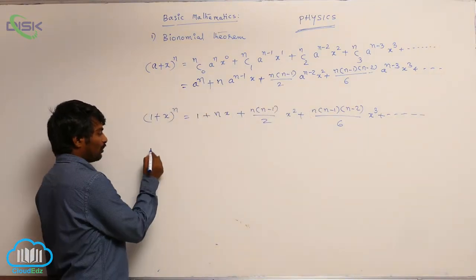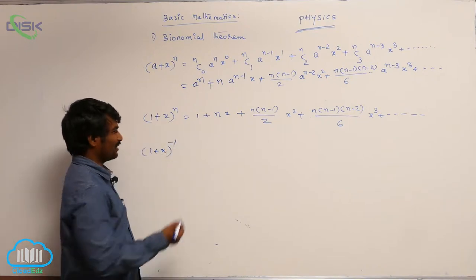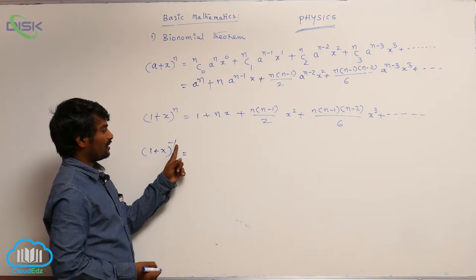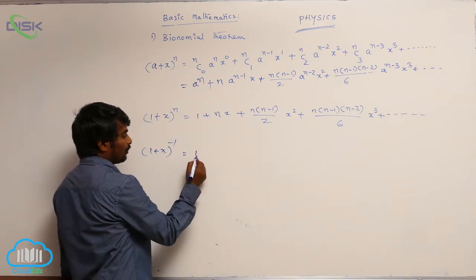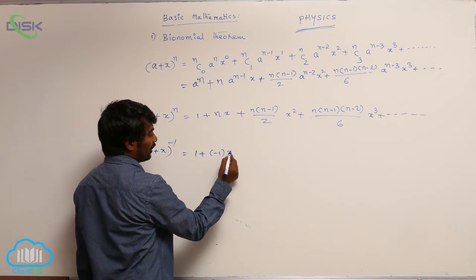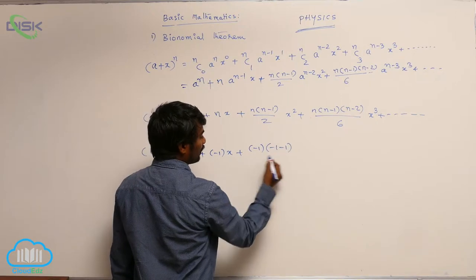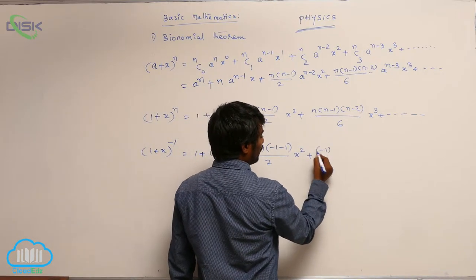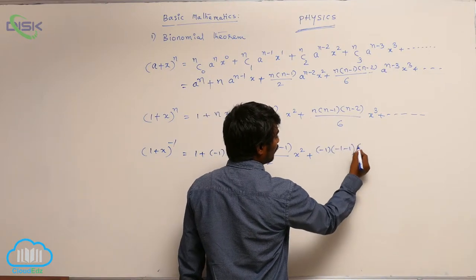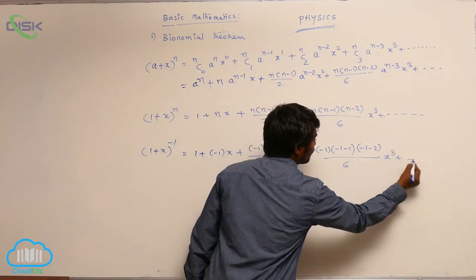And let me go for (1 + x)^−1. Wherever n is present, you have to substitute −1 in this equation. So 1 + (−1)x + (−1)(−1 − 1)/2 x² + (−1)(−1 − 1)(−1 − 2)/6 x³ + and so on.